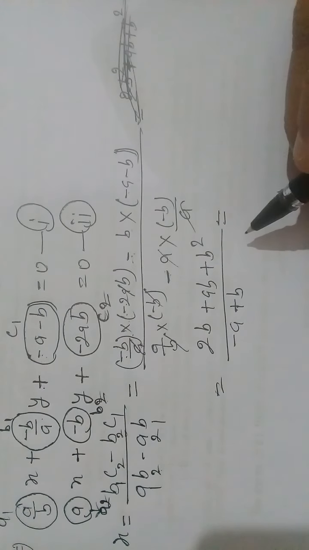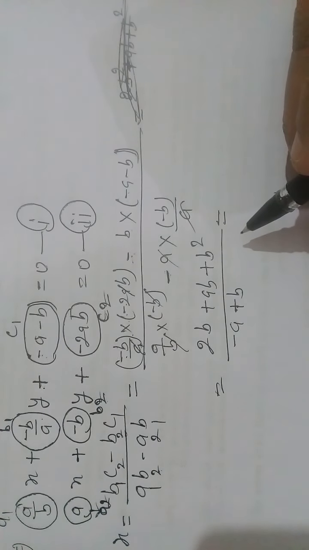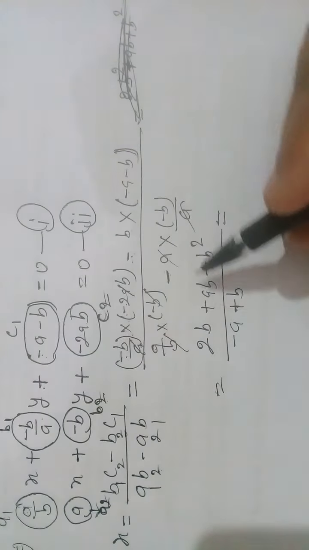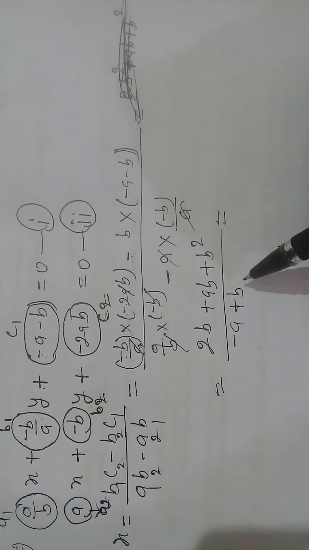Value of x is, question number 11. Value of x is equal to B. Where is my mistake? Value of equation 1, x is equal to B.